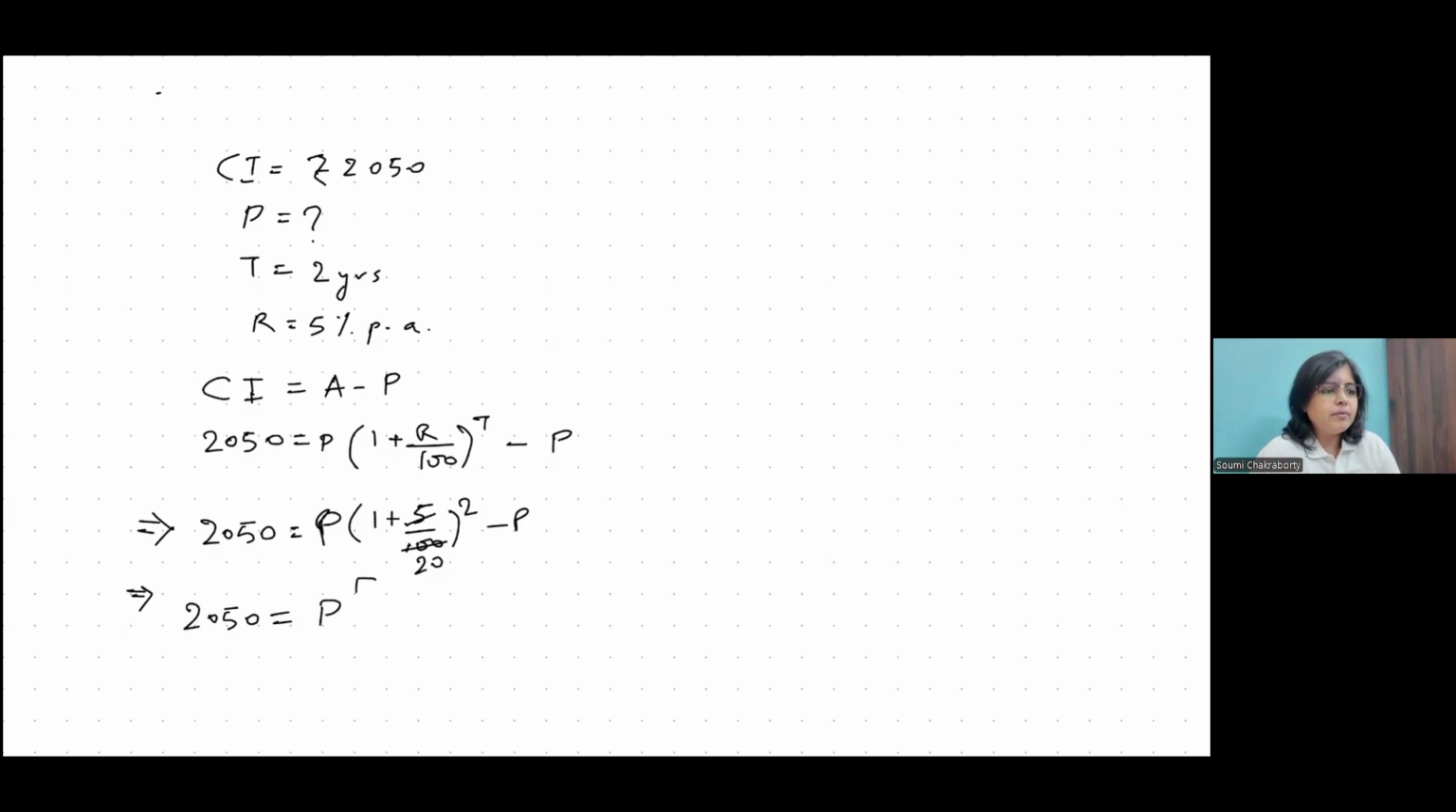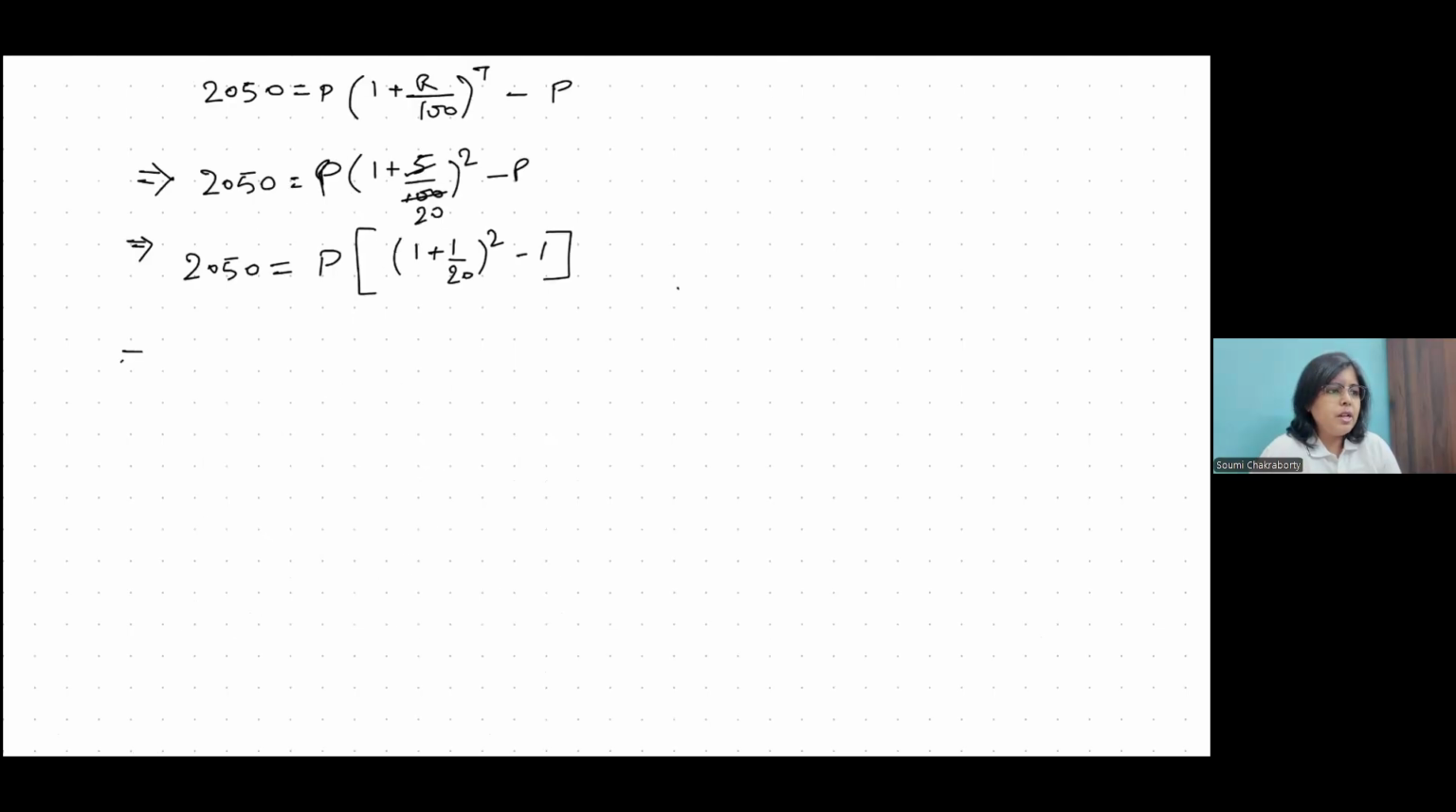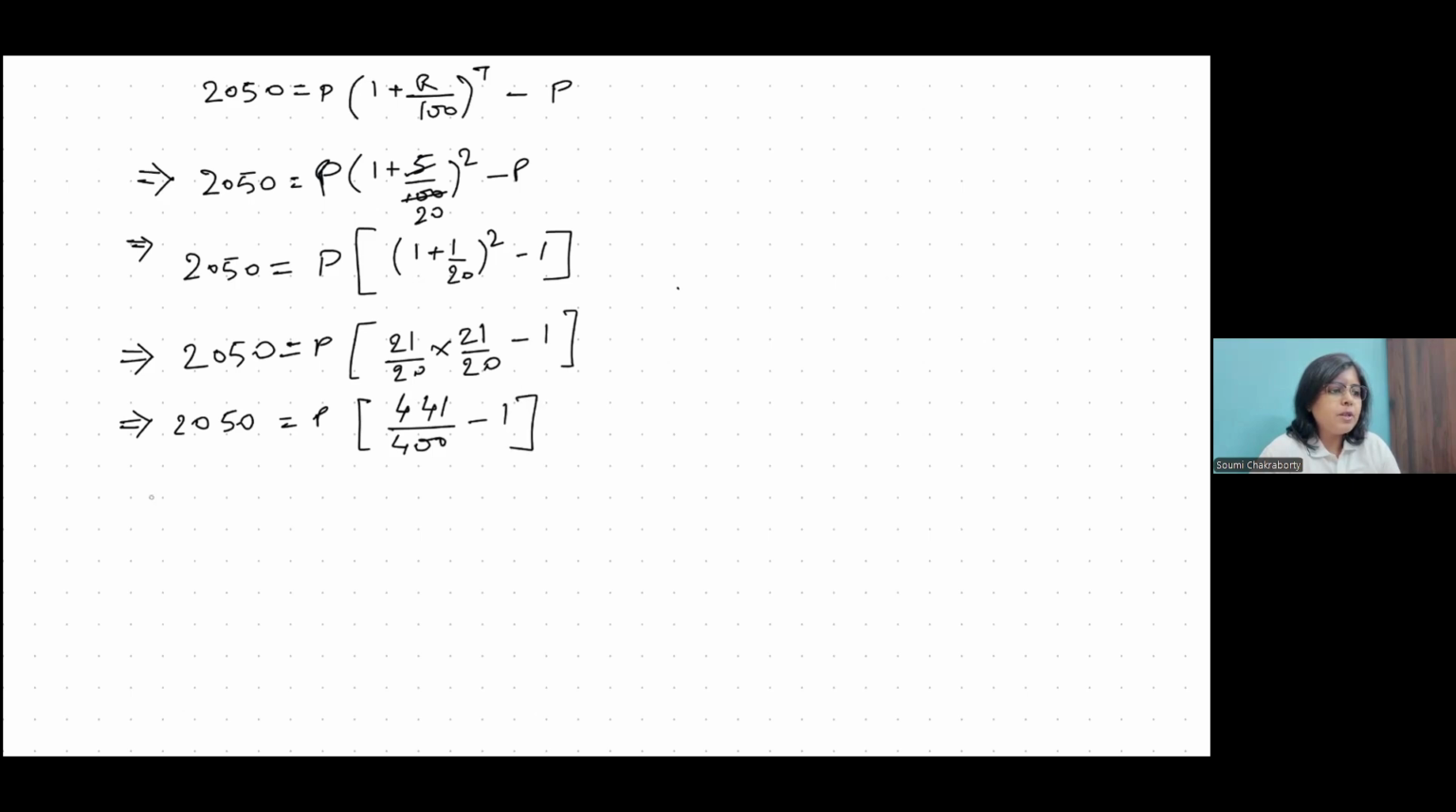And then what can we write? 1 plus 1 by 20 whole squared, minus 1. Am I correct? Understood. Let me still try to solve this as much as possible. This becomes 21 by 20 into 21 by 20. I hope this is clear. Minus 1. We already know the square of 21, that is 441 by 400, minus 1. See, this is becoming much simpler now.